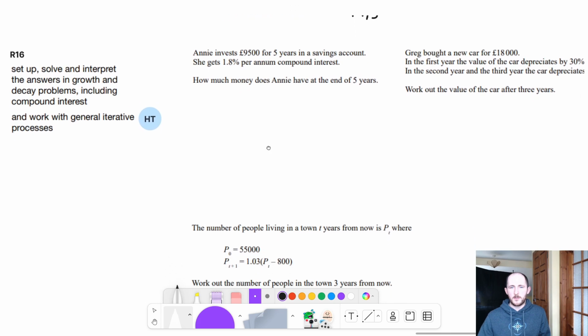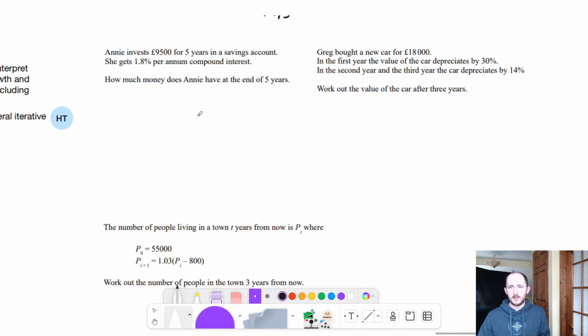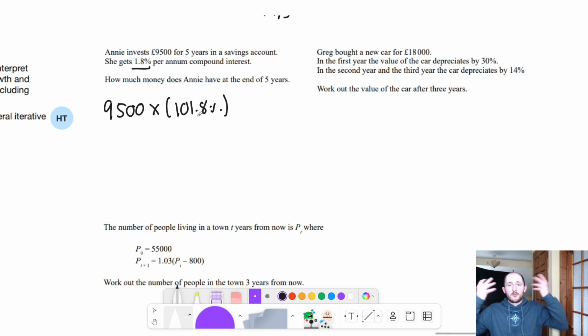Set up, solve, and interpret the answers in growth and decay problems, including compound interest, and also work with iteration. So we've actually already done compound interest, but just as a reminder, you take the amount of money, you multiply it by 100% plus 1.8%. Because, remember, with interest, it's increasing. It would really suck if your bank account would take money away from you every year. And then at the end of 5 years, you just put it to the power of 5. Nice and easy. So working out that value.